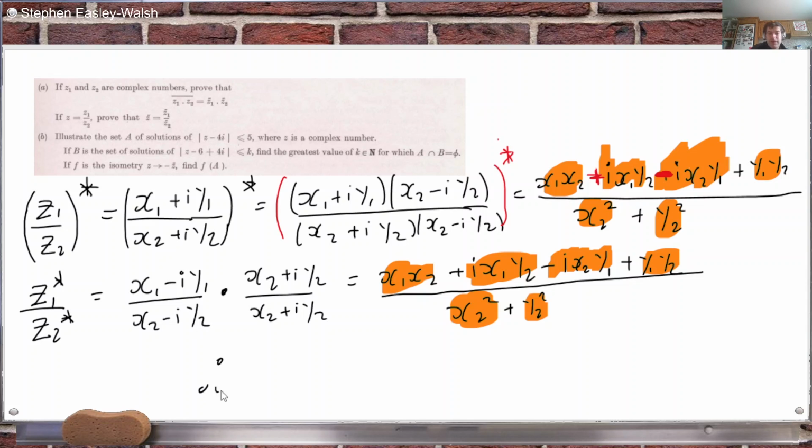So therefore, Z1 over Z2 conjugate, the answer, that's the same as the conjugate of Z1 divided by the conjugate of Z2. Okay. Great. A little bit messy, but it works. It's not too bad once you don't forget your conjugate symbol.